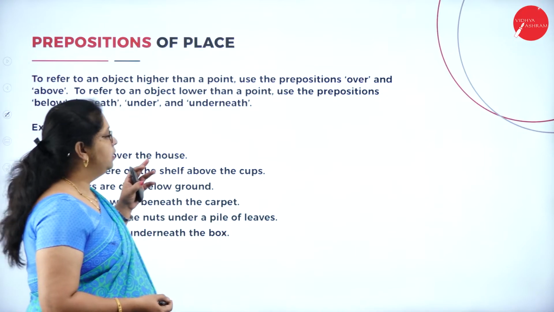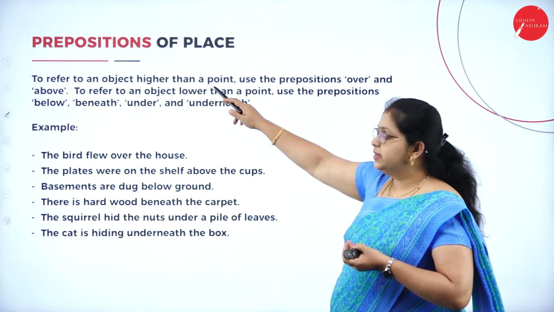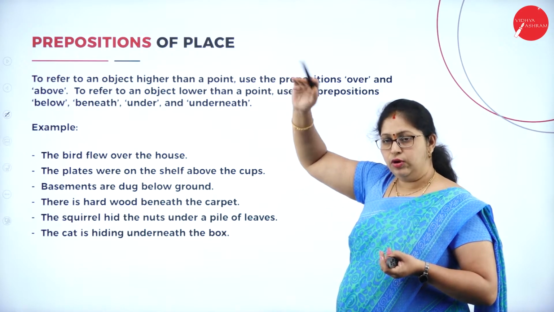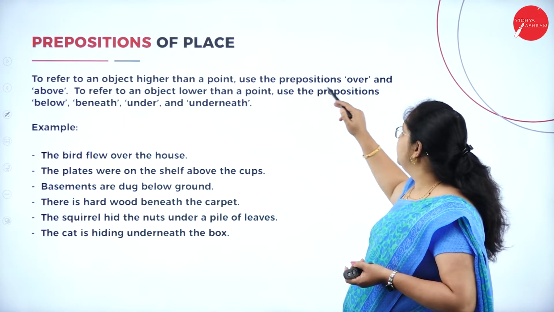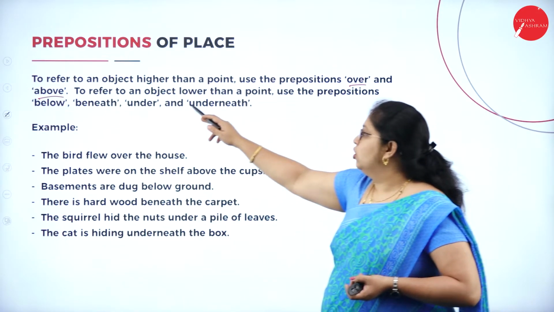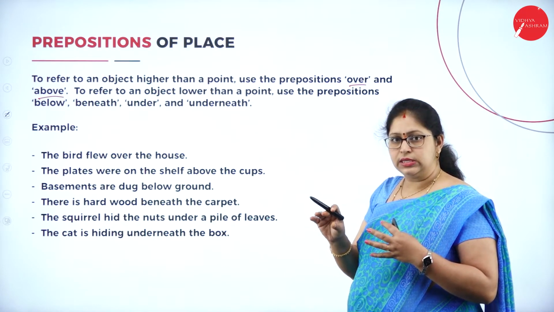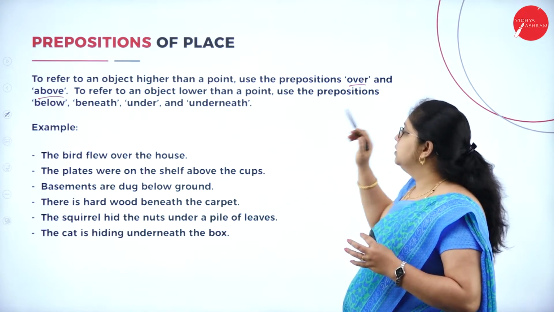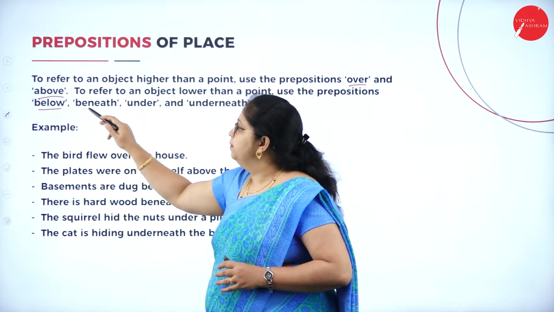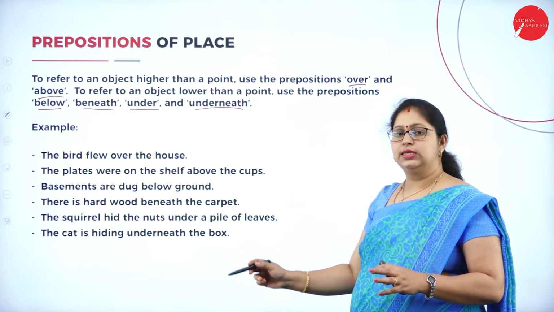Next, the preposition of place continues. To refer to an object higher than a point, like above it, use the prepositions over or above. To refer to an object lower than the particular point, at that time, we use the prepositions below, beneath, under and underneath. Let us see these examples now.